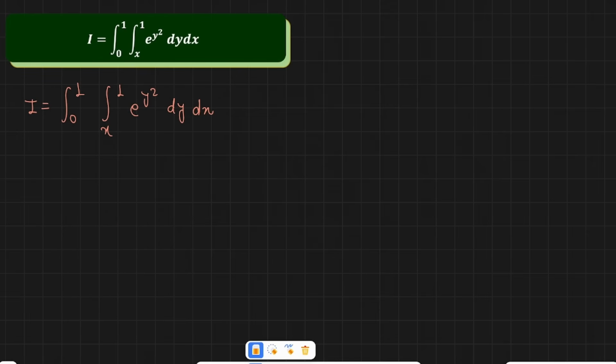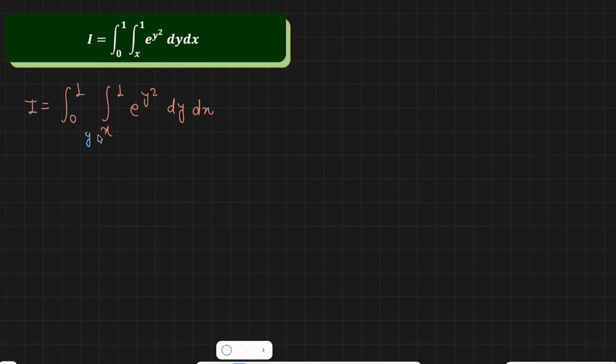Then we will simply change the order. We will write it in dx dy. First we can't integrate with respect to y, so I want to integrate with respect to x. Then first of all you draw the graph. So how will you draw the graph?